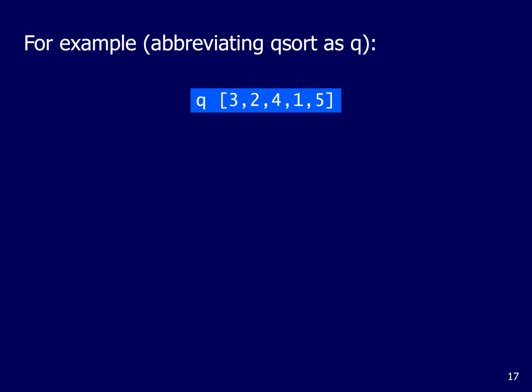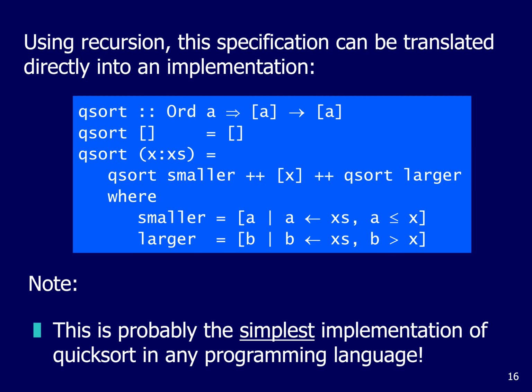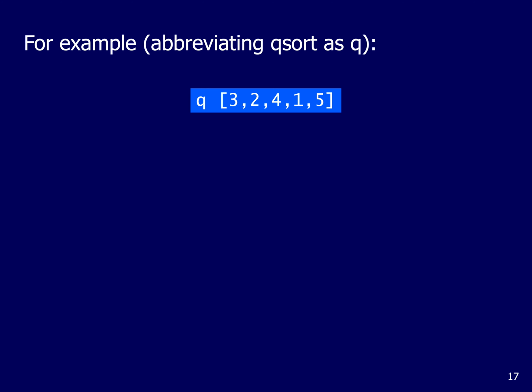So just to wrap things up then, let's have a simple example to illustrate how this actually works in practice, because this has a double recursion. Note that we're calling the quicksort function twice, once on the smaller list and once on the larger list. So let's make sure we understand how this works in practice.